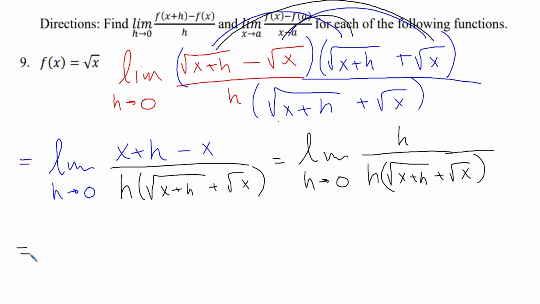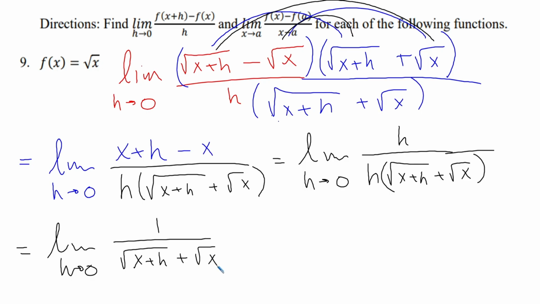And then they try and distribute things out incorrectly, or they can't get their h's to cancel. So now this just becomes a limit as h approaches 0 of 1 over root x plus h plus root x when we cancel the h over the h. And from there, we just plug in 0 for h. We have 1 over root x plus root x, which is 1 over 2 root x.